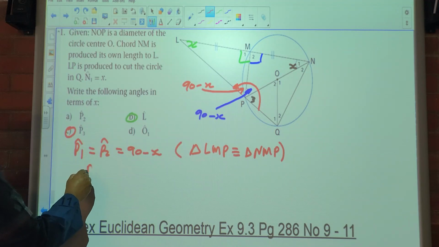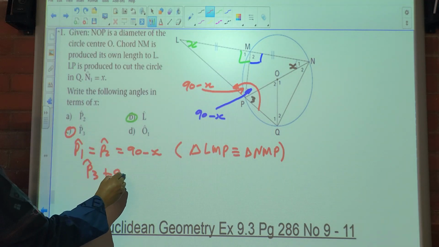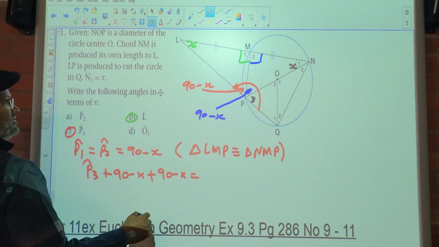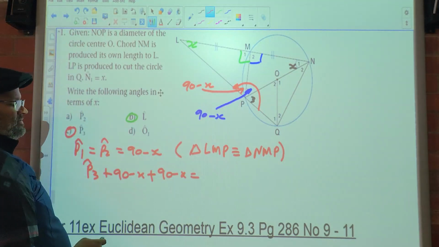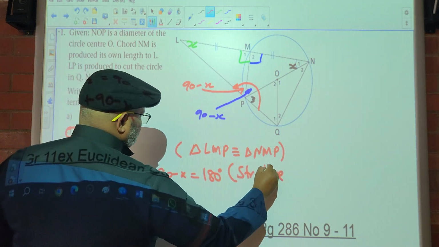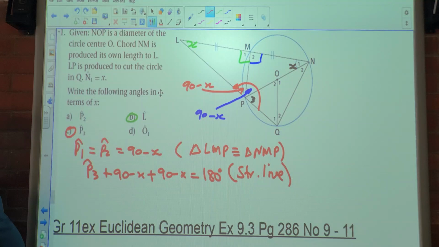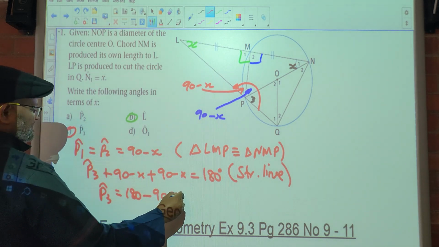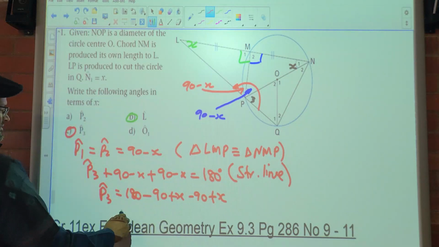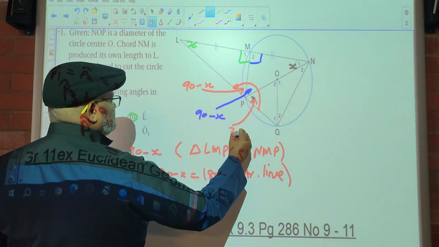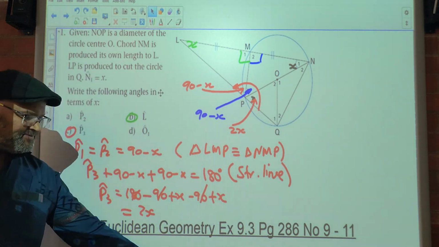So I'm going to calculate P3. P3 plus 90 minus x plus 90 minus x is equal to, that adds up to what, people? 180. Why? Straight line. Okay. So angle P3 is equal to 180 minus (90 minus x) minus (90 minus x). That cancels, leaves you with 2x. So P3 is 2x. Okay?